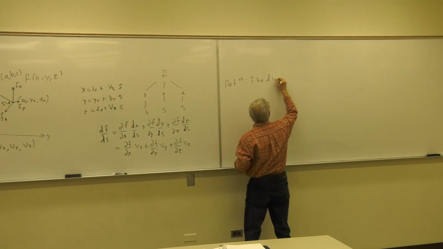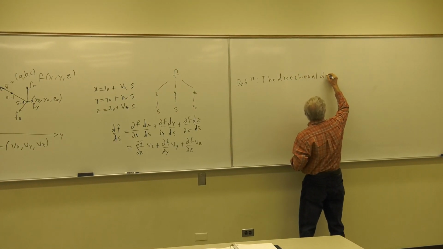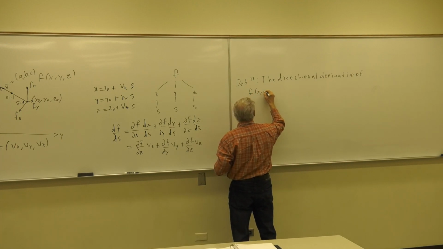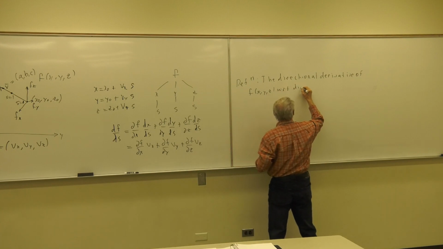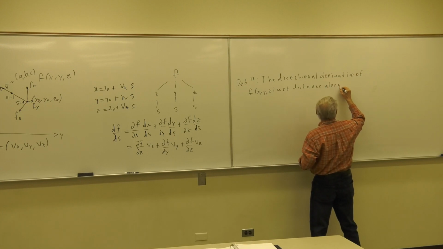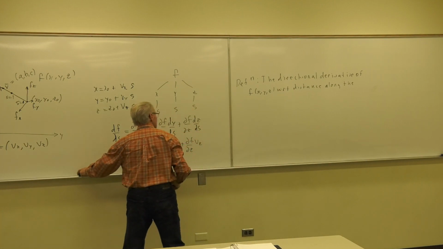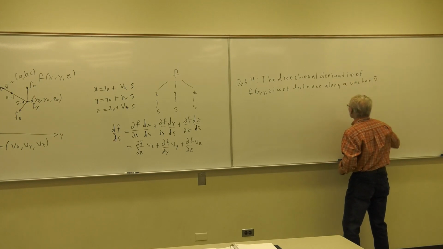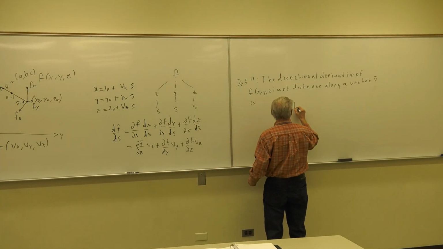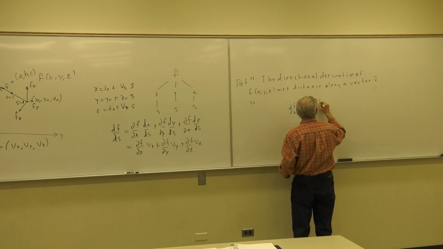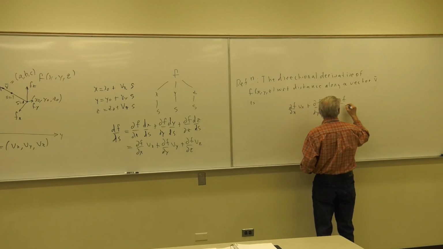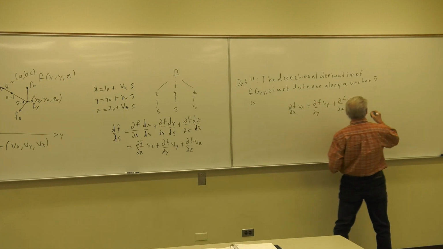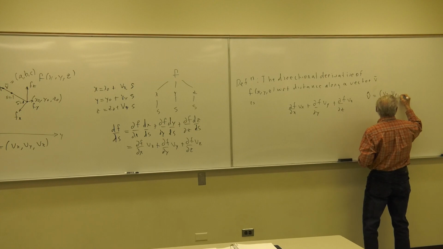We've got to name this definition. The directional derivative of a function f of x and y and z with respect to distance along a vector v is this thing here, ∂f/∂x v sub x, ∂f/∂y v sub y, ∂f/∂z v sub z, where v sub x, v sub y, v sub z are the components of a unit vector in the direction of v.